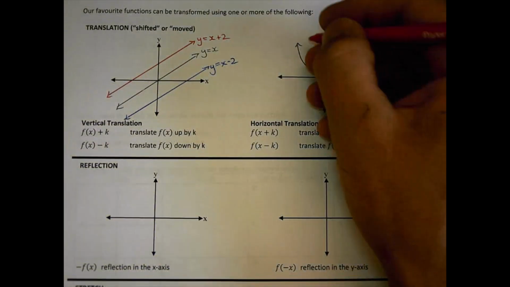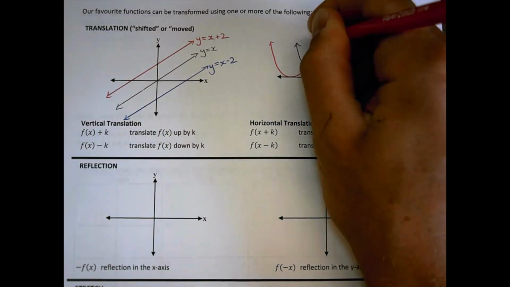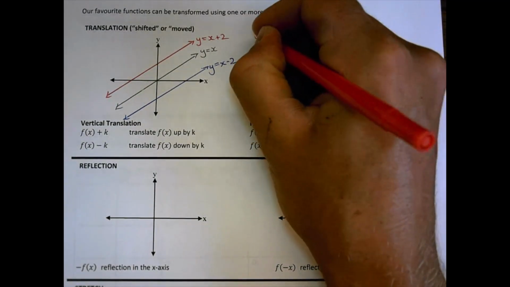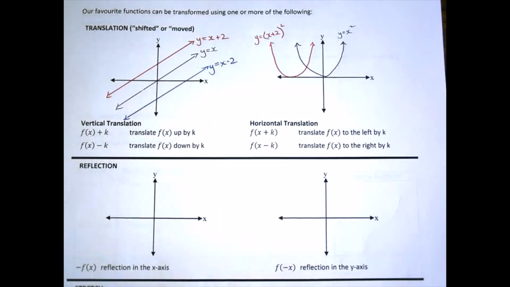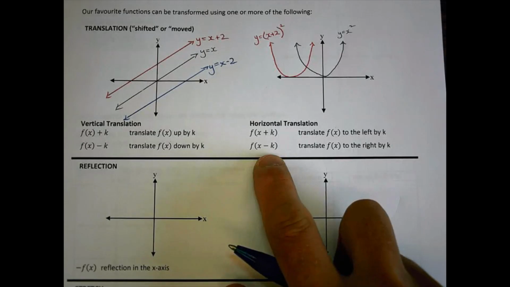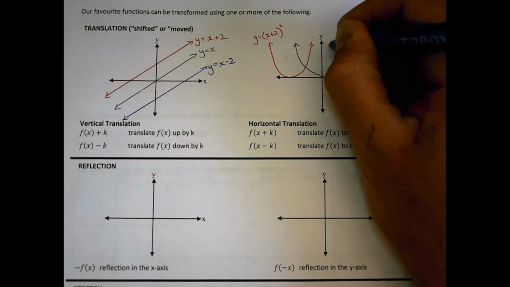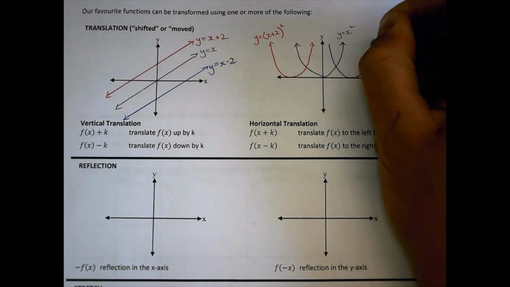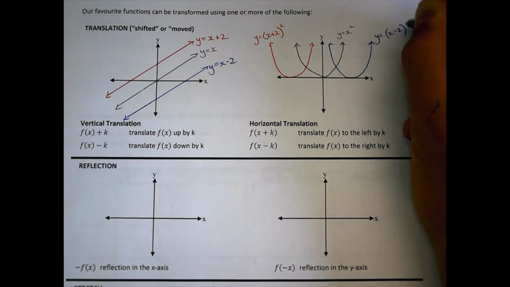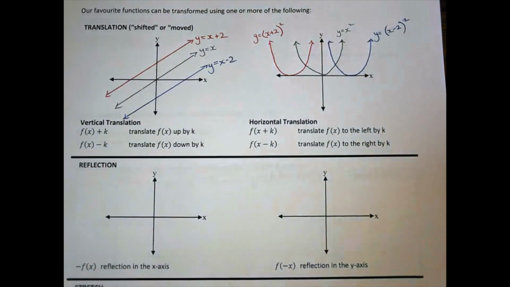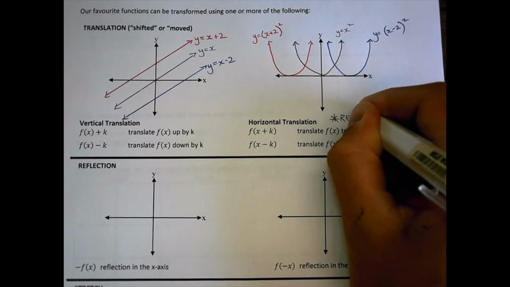So this is going to be y equals (x plus 2) squared. And similarly, if you subtract a value, you're actually moving to the right by that amount. So I always think of this as reversed. Horizontal, everything is reversed.